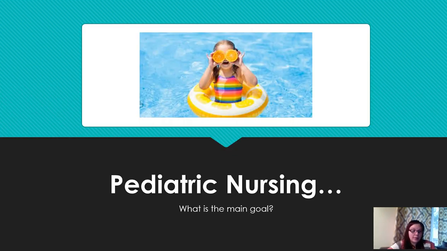So when we're talking about pediatric nursing, there is one main goal, and this trips everybody up every time. So I want you to take a second and think, what might be the main goal? Is it healthy kids? If it is healthy kids, how do we get there? And the answer to that is health promotion. So the main goal of pediatrics is to improve the quality of healthcare of all children and families.